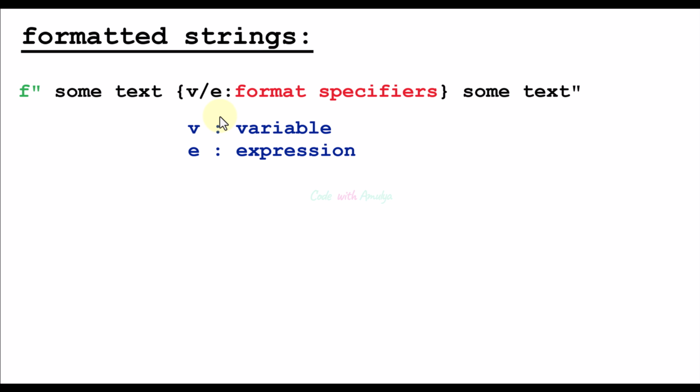Inside the string, we need to put expressions or variables inside the curly braces. The format specifier is optional. It controls how the values are displayed. You can include any normal text before, after, or between the placeholders. We call this a placeholder.